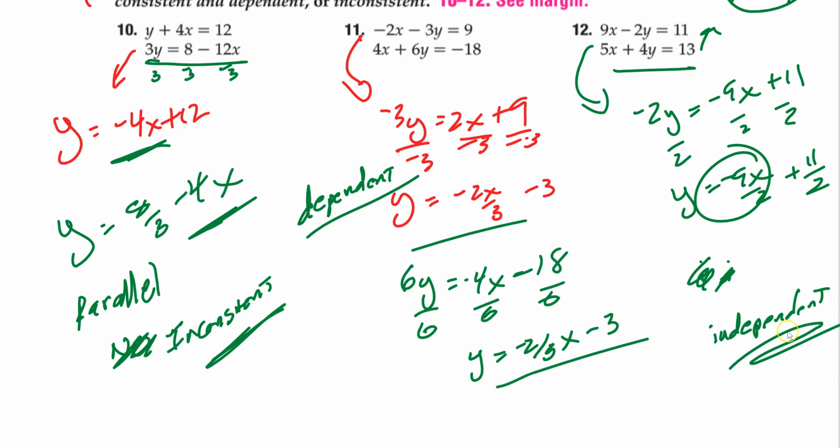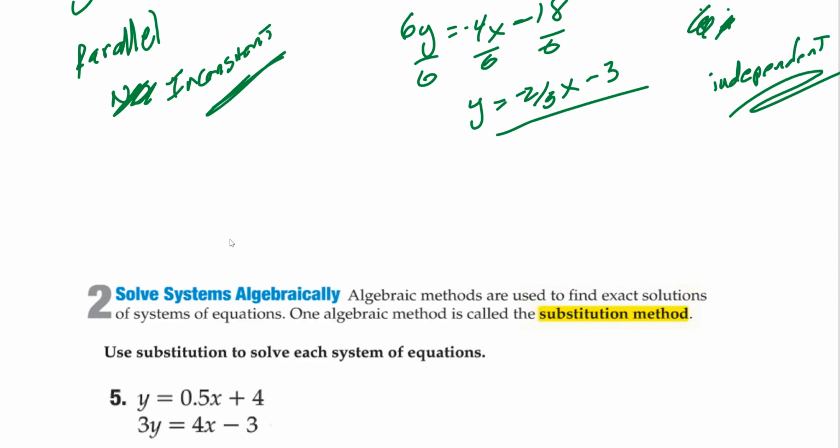Independent. So independent, dependent. Independent is one solution, they cross at one point. Dependent, they're the exact same line. And if they're parallel, they don't cross, we call that inconsistent. So those are the terms for that. Now let's talk about how to solve in alternate ways.